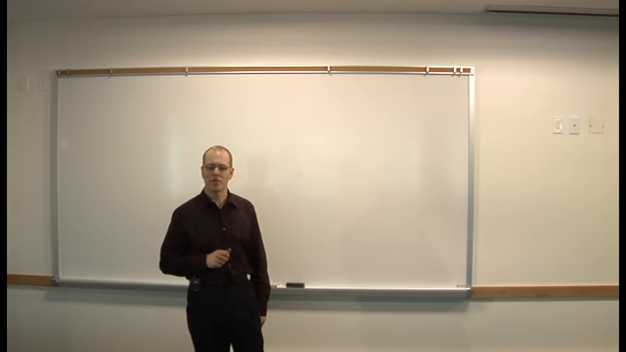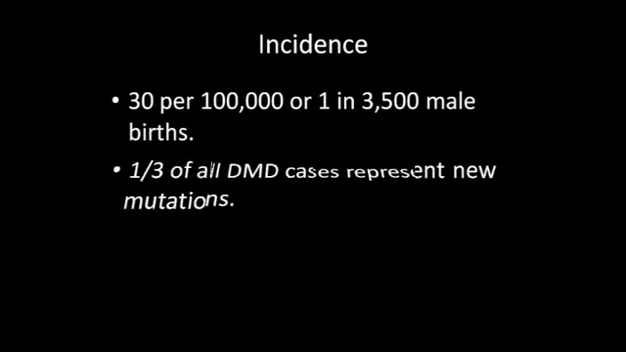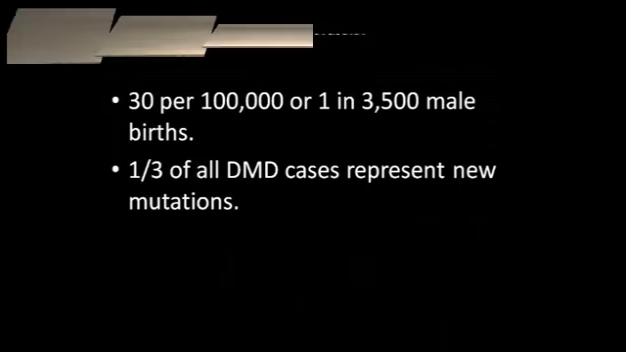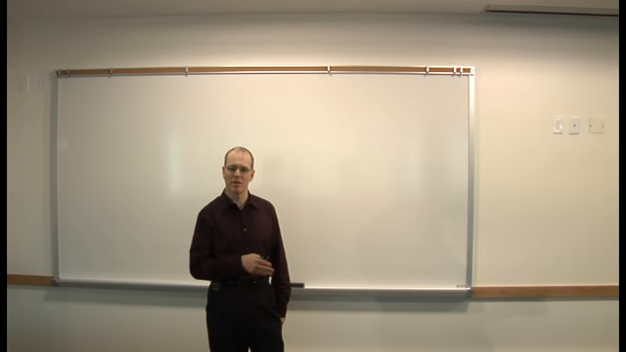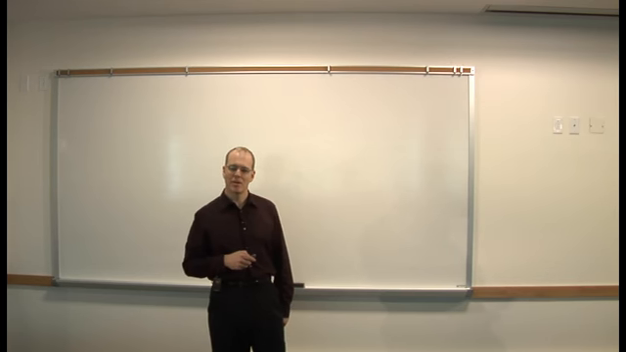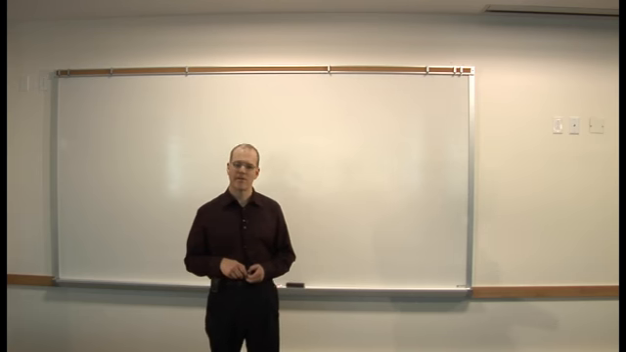So Duchenne's occurs in about 30 per 100,000, or about 1 in 3,500 male births. Important here is that about 1 in 3 cases of Duchenne's represents a new mutation. Because patients with Duchenne's don't live long enough to reproduce for the most part, if there weren't these ongoing new mutations, the disease would slowly go away. So we need the ongoing mutations for this condition to persist.